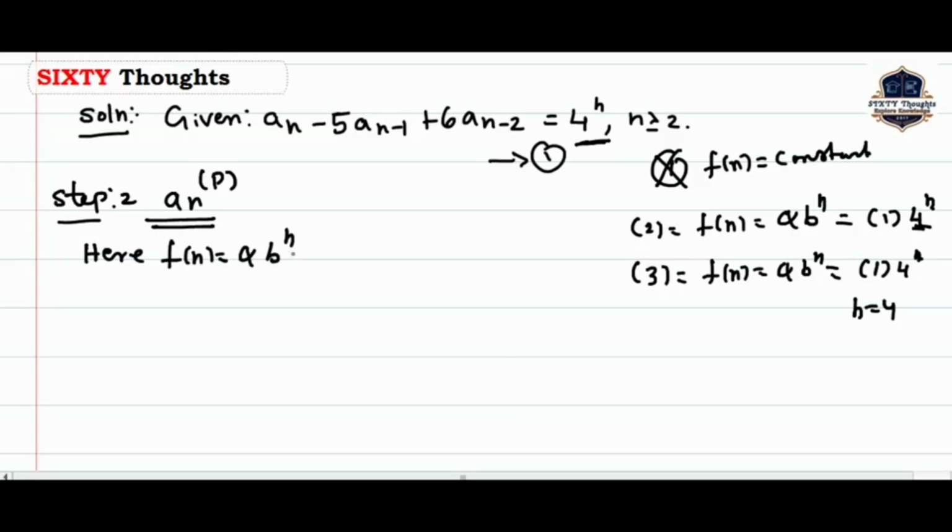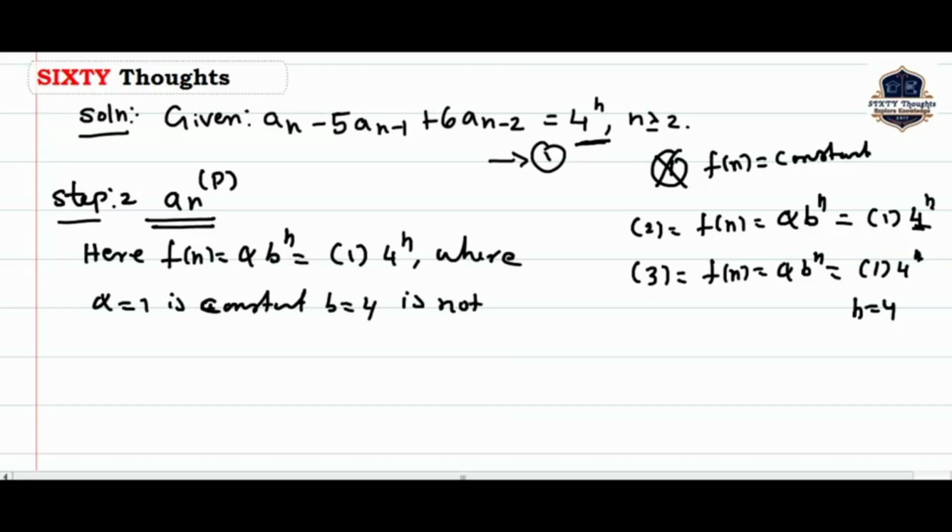into b power n. We can write the right hand side term of the given equation as 1 into 4 power n, where alpha equals 1 and b equals 4. 4 is not a root of the given characteristic equation.